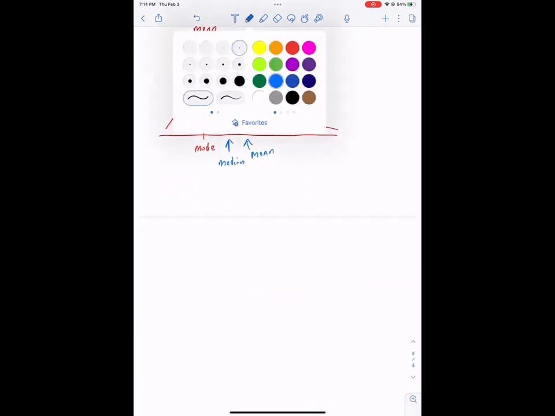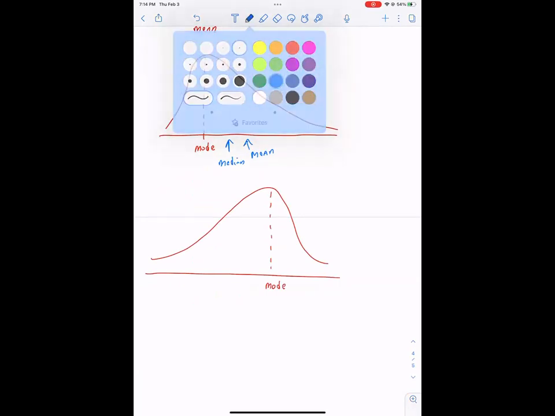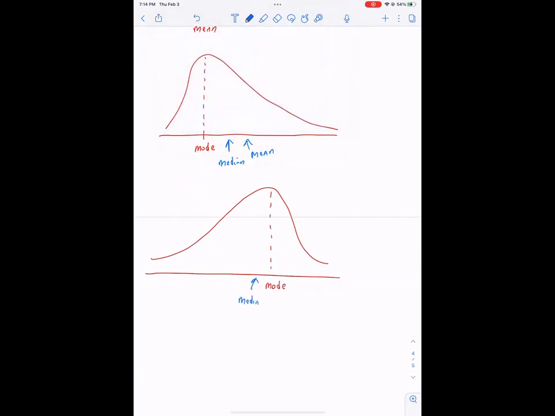Whereas instead, if you have a left skewed graph, the mode is still going to be where the peak is, but now the mean and the median, the median gets pulled to the left a little bit, not too much, but the mean gets pulled more. And that's just a qualitative understanding.